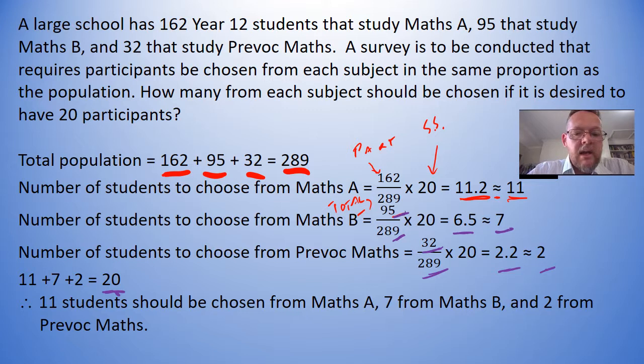And so 11 students from maths A, 7 from maths B, and 2 from pre-voc would be representative in this survey. Now, we would choose them randomly for a stratified random sample, but we can also just choose the first 2 of each, for example, for pre-voc, and that would open it up to bias if we actually made those selections there. So it's important to choose these randomly and have a random stratified sample.